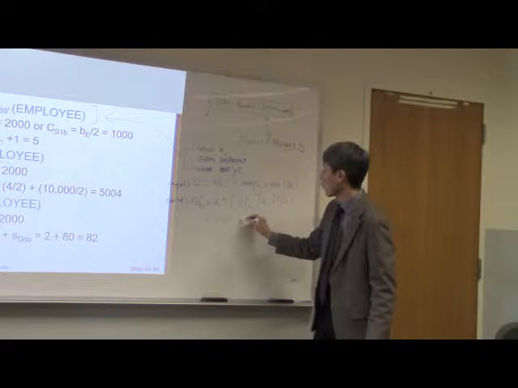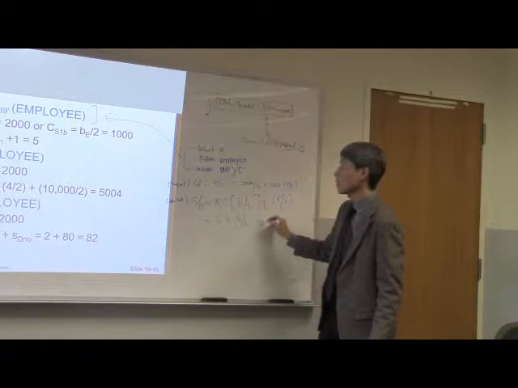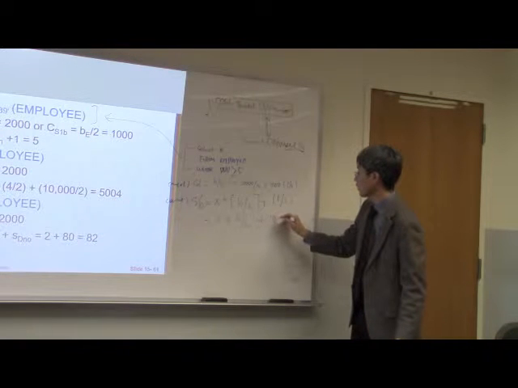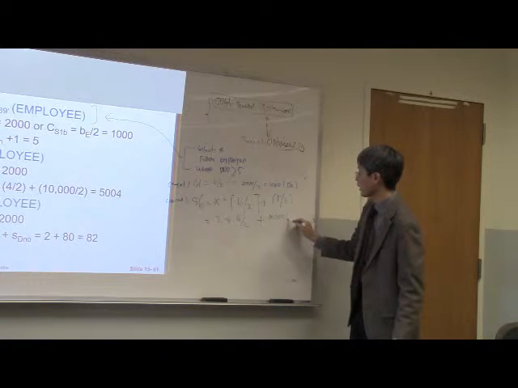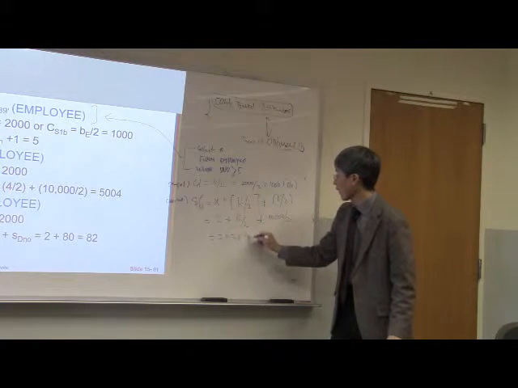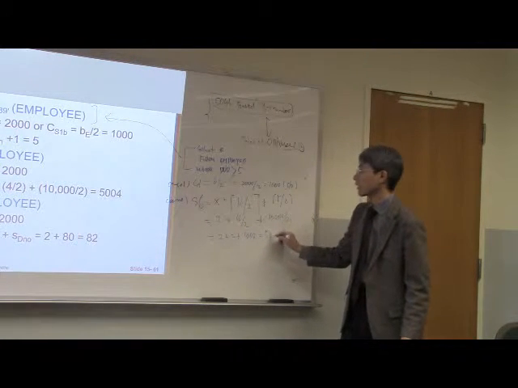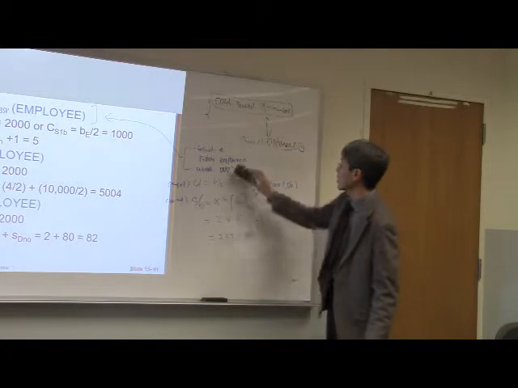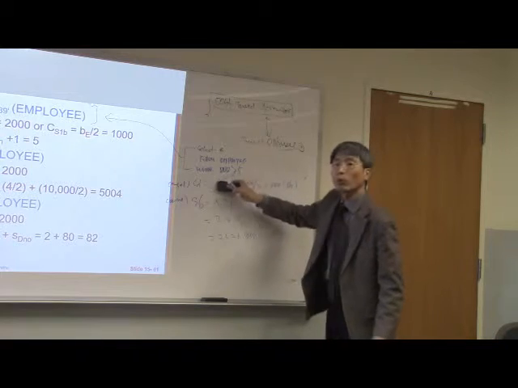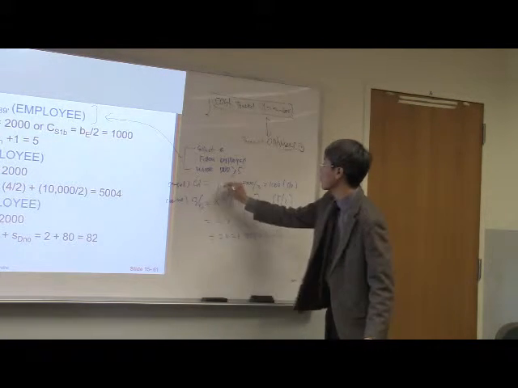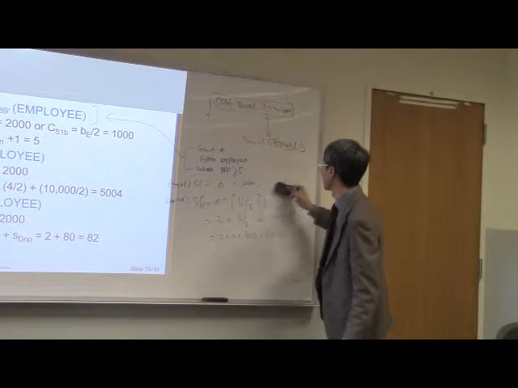So level is 2 plus how many blocks? Leaf node blocks 4 divided by 2, plus how many records? It's still 10,000 divided by 2. So 2 plus 2 plus 5,000, so 5,004. And also here, because it's a range query, you need to always read to the end of the block. So this should be B and 2,000.